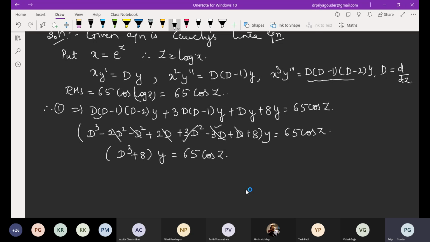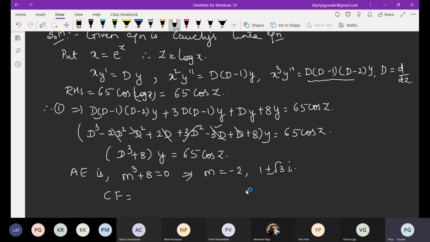What is this? This is the linear differential equation with constant or variable coefficients? Constant coefficients. So let us find CF and PI. What is the auxiliary equation? Tell me at least the roots. What are the roots for m cube plus 8 equal to 0? Minus 2, and I think you will get complex roots, 1 plus or minus root 3 i. Very good. Okay, so these are the roots.